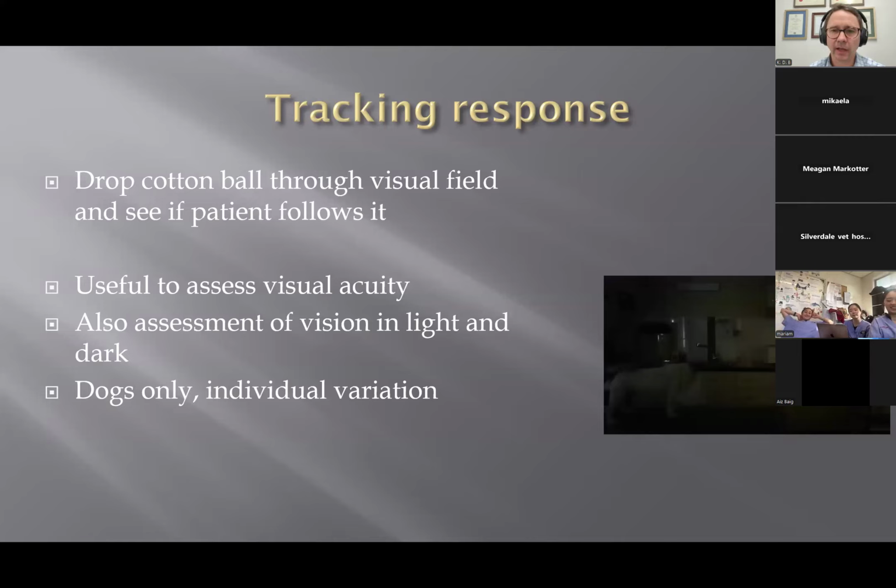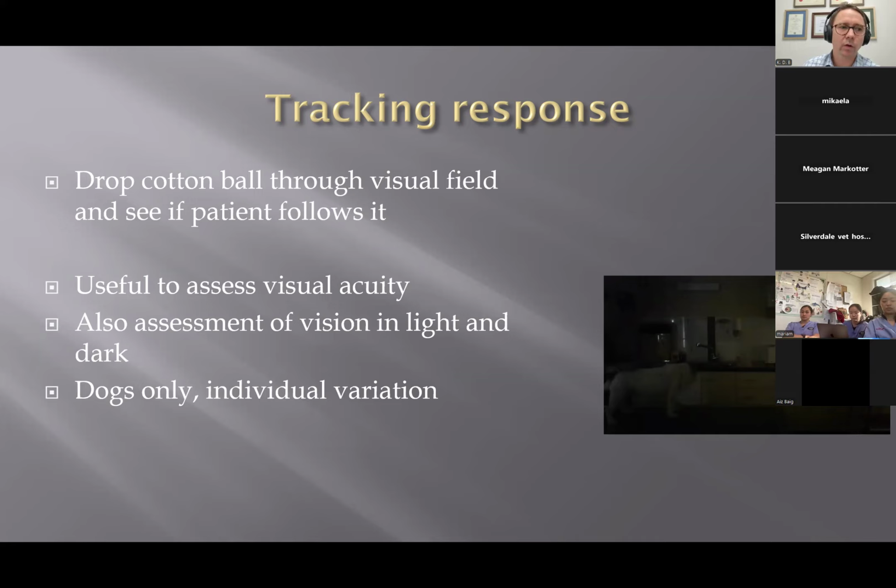It's not going to be accurate to assess visual acuity. It's not like, oh, we'll drop this and the dog's got 20/40 vision, but it is probably more accurate, more useful anyway, than say a menace response or any of these light reflexes. I also really like to use it to differentiate between visual performance in bright circumstances and dark circumstances. So you can do the test initially with the lights on, turn the lights off in the consult room, and then repeat it and see whether the animal will track the moving target, even though the light is dimmer.